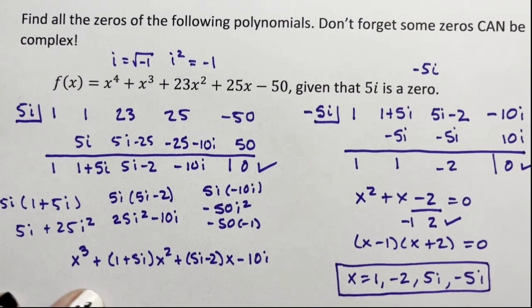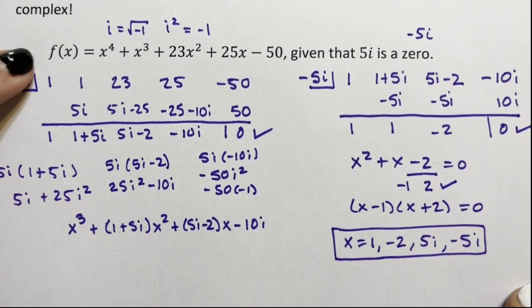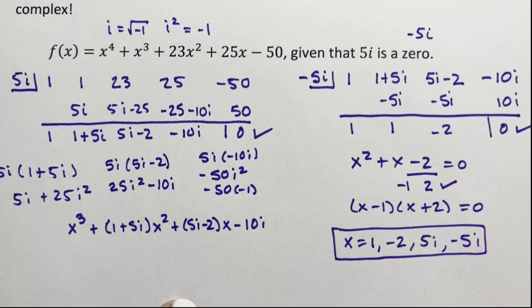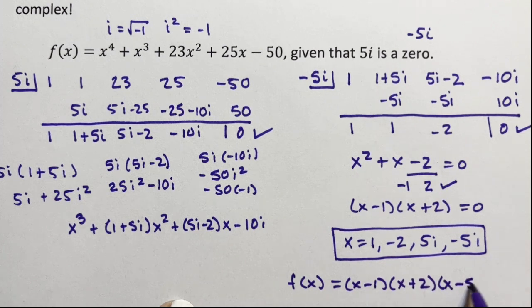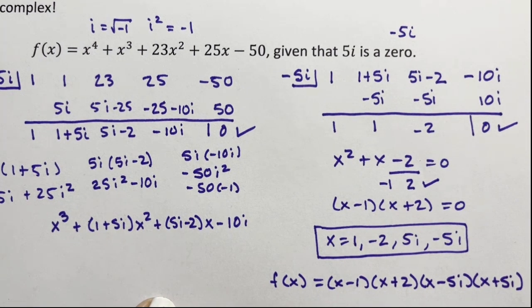If I wanted to do a bit of extra credit and write this initial function in terms of its factors, I would have f of x equals x minus 1, x plus 2, x minus 5i, and x plus 5i. That's your extra credit for the day, writing a function in terms of its factors.